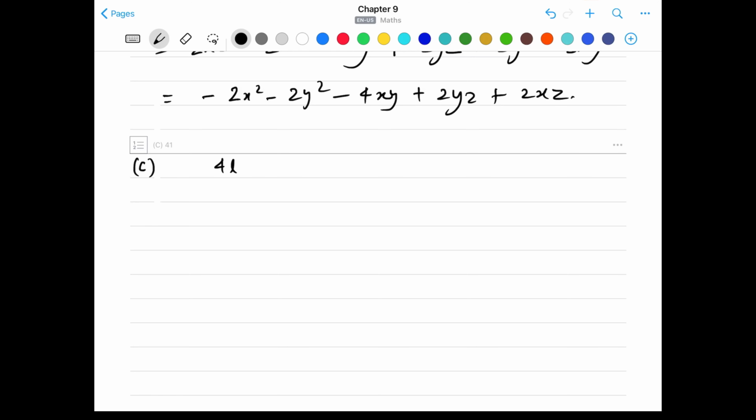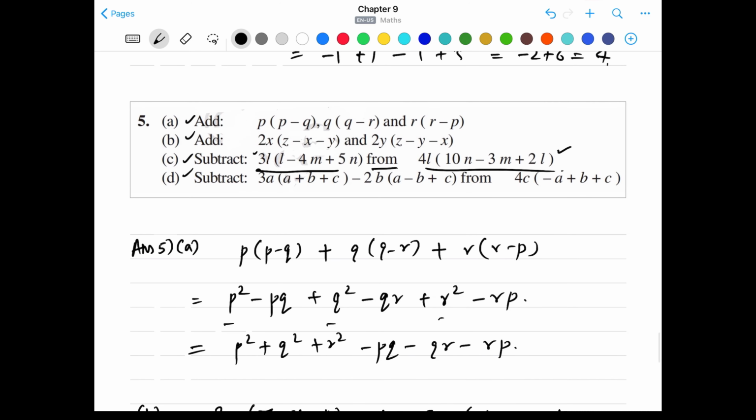Okay, so we have 4L minus 10N minus 3M plus 2L, and we have to subtract from this term. What we have to subtract is this 3L into L minus 4M plus 5M. So what we did here is, as the question says, subtract this term from this one. If you are writing one below the other, this term should be written on the above side, or if you are writing them in the same line, then they should be written first, then with the minus sign, this first term here.